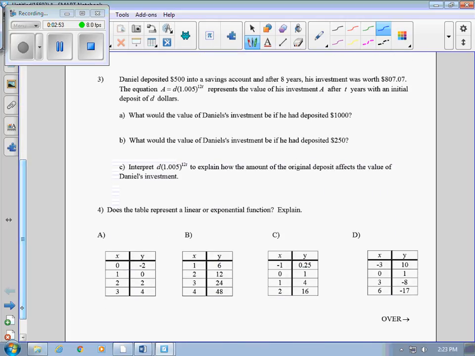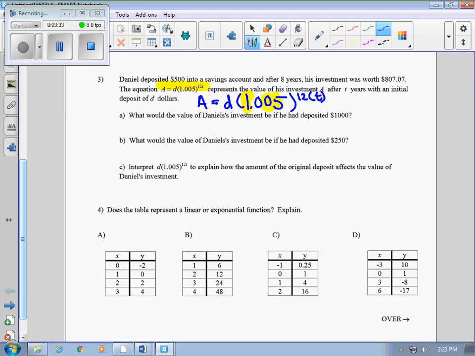Daniel deposited $500 into a savings account, and after 8 years, his investment was worth $807.07. An equation A equals D times 1.005^(12t) represents the value of his investment A after t years with an initial deposit of D dollars. So I'm going to write out that original formula. You can highlight it and just make sure you know it. A equals D times 1.005 to the 12t.